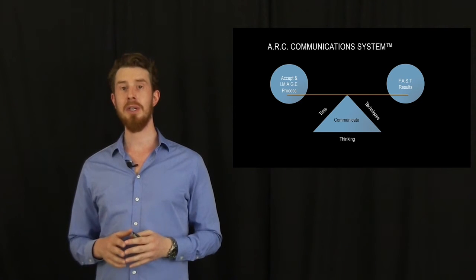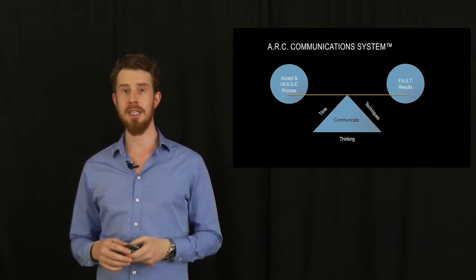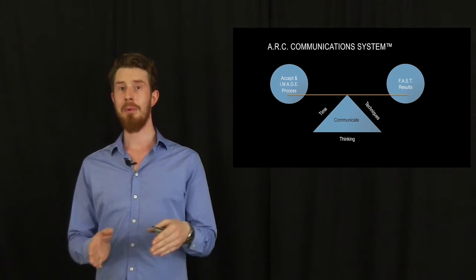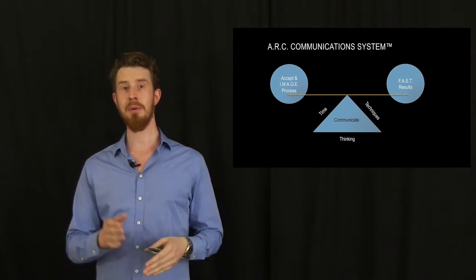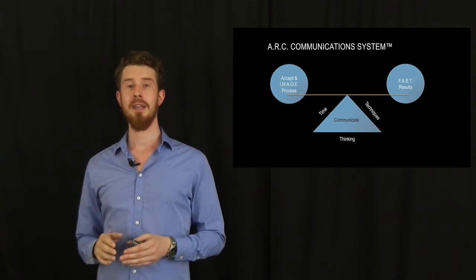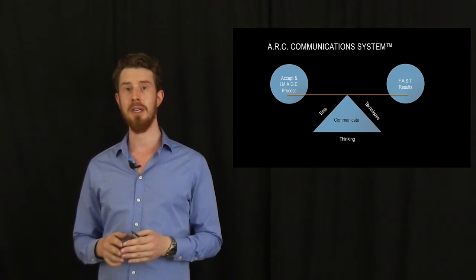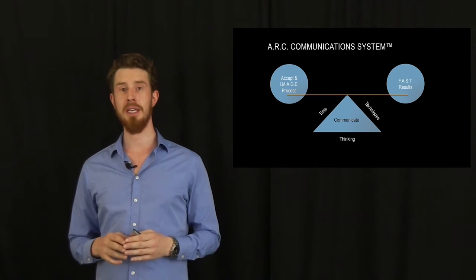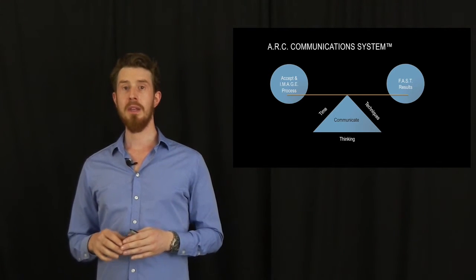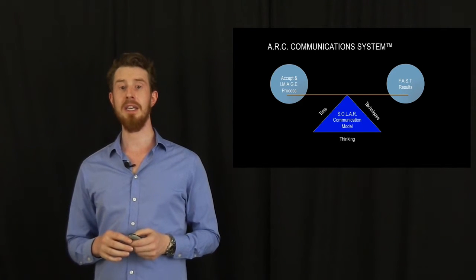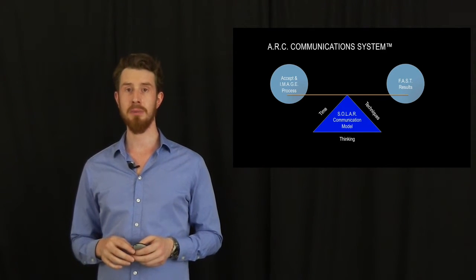The next thing that I want to look at in more depth right now is the area of communication. Because if we know where we're at right now, and we know where we want to get to, and we have the right mindset to get there, then we need a vehicle that will allow us to move over to the result. And that vehicle is your communication. So the vehicle in the A.R.C communication system that does that is the SOLAR communication model.